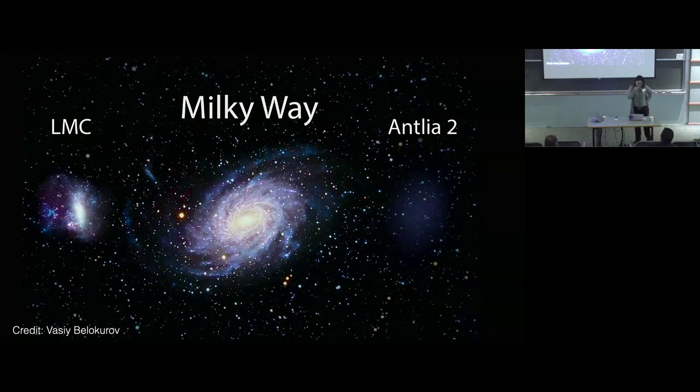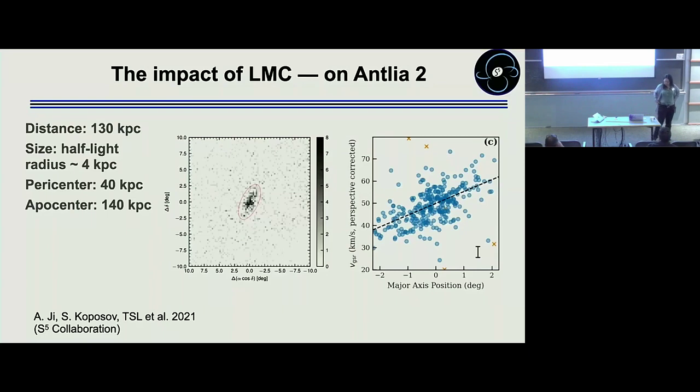So yesterday, Jorge talked about some of these dwarf galaxies lacking dark matter, one type of ultra-diffuse galaxy. I personally think Antlia 2 could be a good candidate in that category in our Milky Way. Antlia 2 has almost the same size as LMC, but the surface brightness is way lower. So it was not discovered until 2018 or 2019, after the Gaia release.